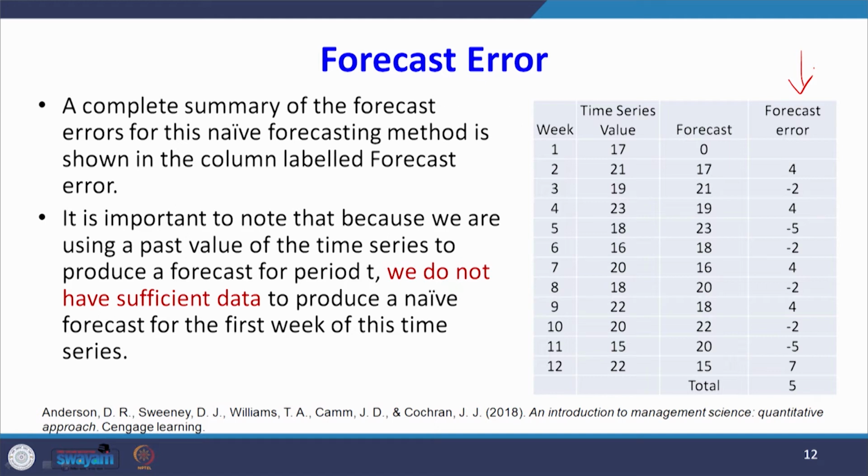It is important to note that because we are using the past value of the time series to produce a forecast for period t, we do not have sufficient data to produce a naive forecast for the first week of this time series. See that here we are not able to forecast because we do not have the actual data there. So, there will not be any error. So, we cannot find out forecast error for week 1.